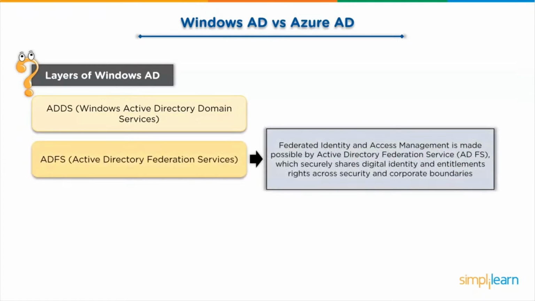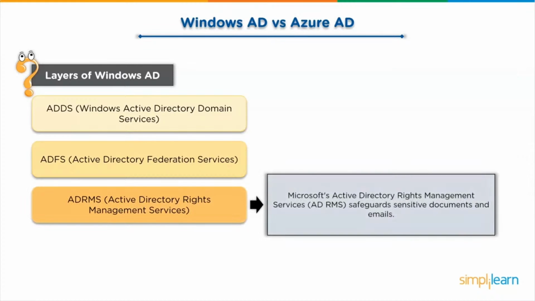Second is ADFS, Active Directory Federation Services. Federated identity and access management is made possible by Active Directory Federation Service, which securely shares digital identity and entitlements right across security and corporate boundaries to provide customers, partners, and suppliers with a streamlined user experience while accessing an organization's web-based applications. ADFS extends the ability to employ single sign-on capability accessible within a single security or enterprise boundary to internet-facing apps.